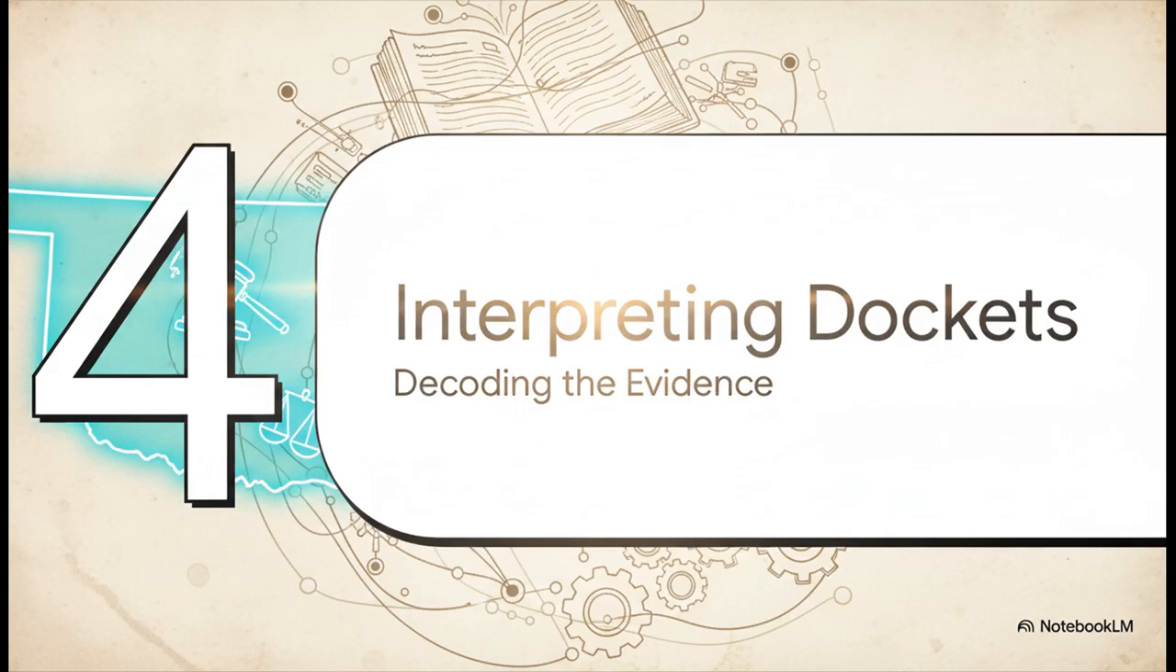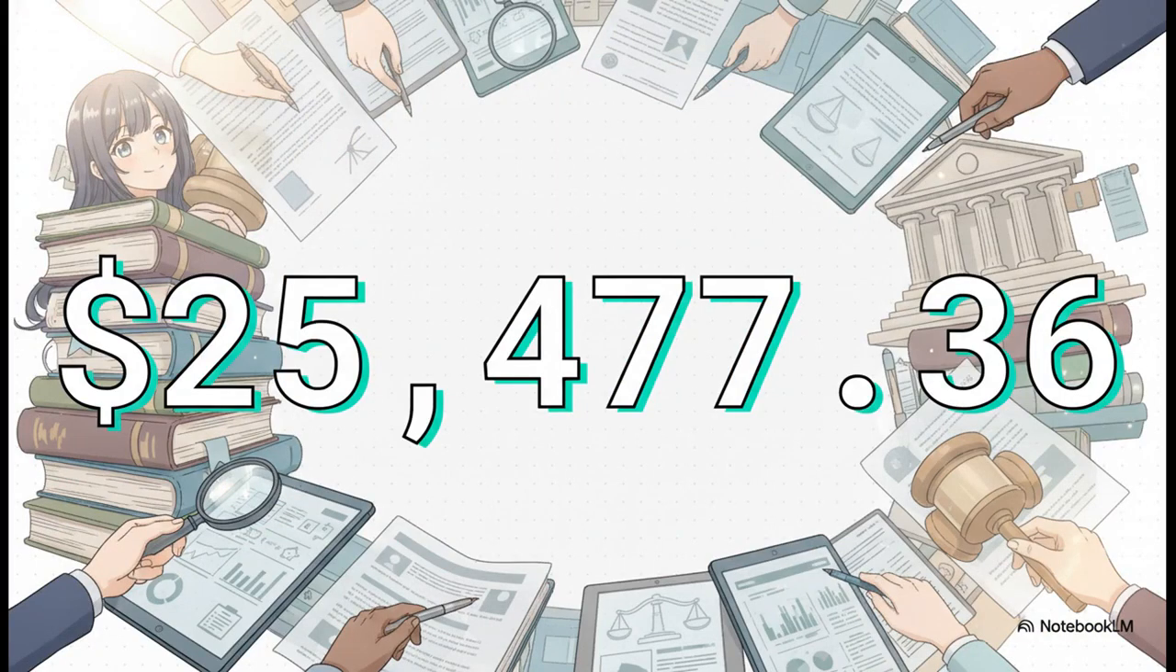Section 4, interpreting court dockets, decoding the evidence. Let's look at a real case to see how this works in practice. Check out this staggering number. $25,477.36. That is the actual amount owed on the docket for a specific 2012 first-degree murder case, State of Oklahoma versus Justin Lee Hammer. When you pull up a case on OSCN, you are getting way more than just a guilty or not guilty verdict. The granularity of the data is amazing.